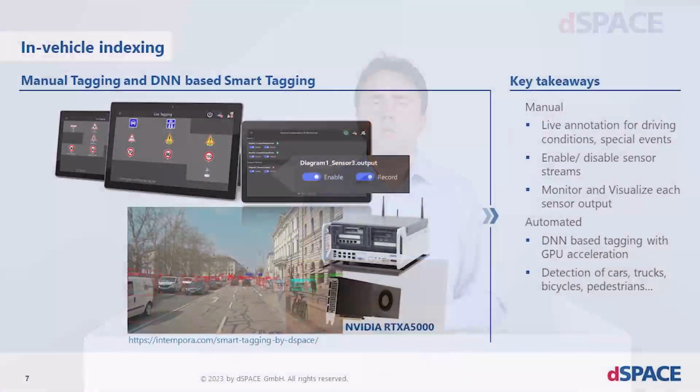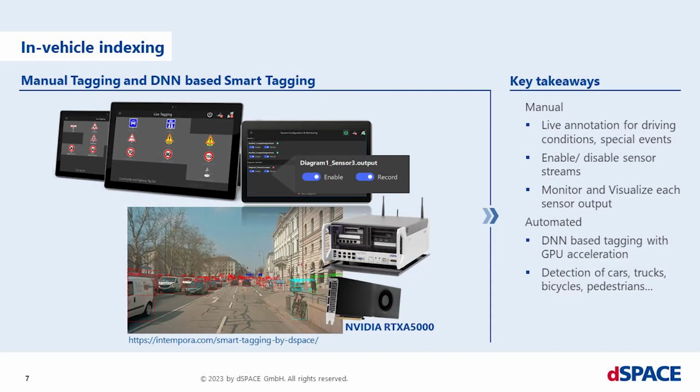It begins already during the real test drive. Using a tablet or PC remotely connected to the Altera logging station, a set of predefined and custom labels can be used to manually tag the recording. It could be annotations about specific driving conditions, events, traffic signs, and more.